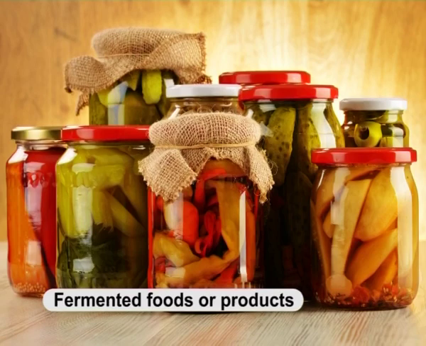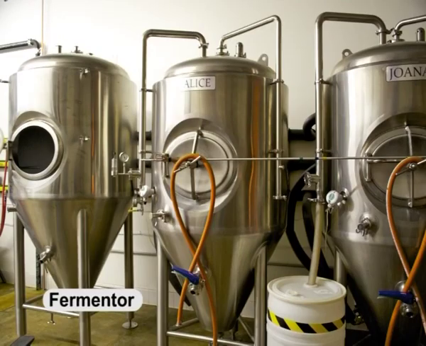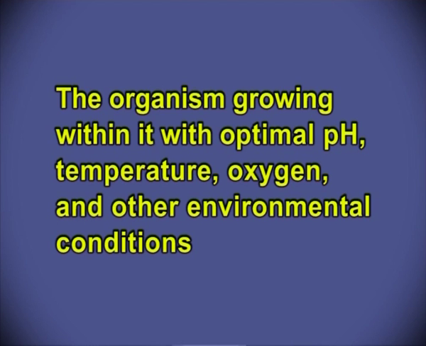or products. Second, fermenter. A fermenter is a vessel for the growth of microorganisms which, while not permitting contamination, enables the provision of conditions necessary for the maximal production of the desired products. In other words, the fermenter ideally should make it possible to provide the organism growing within it with the optimal pH, temperature, oxygen and other environmental conditions.